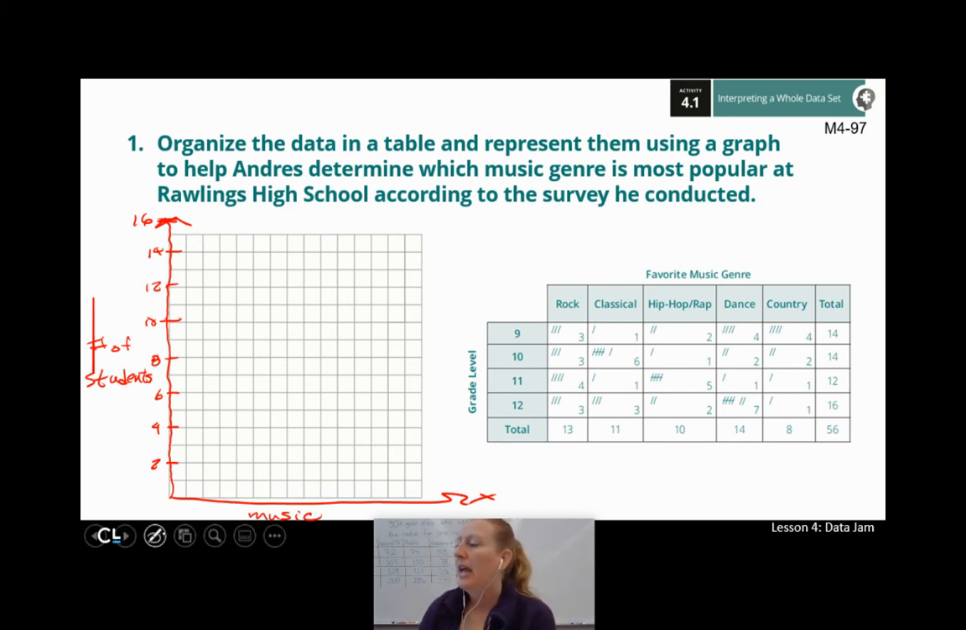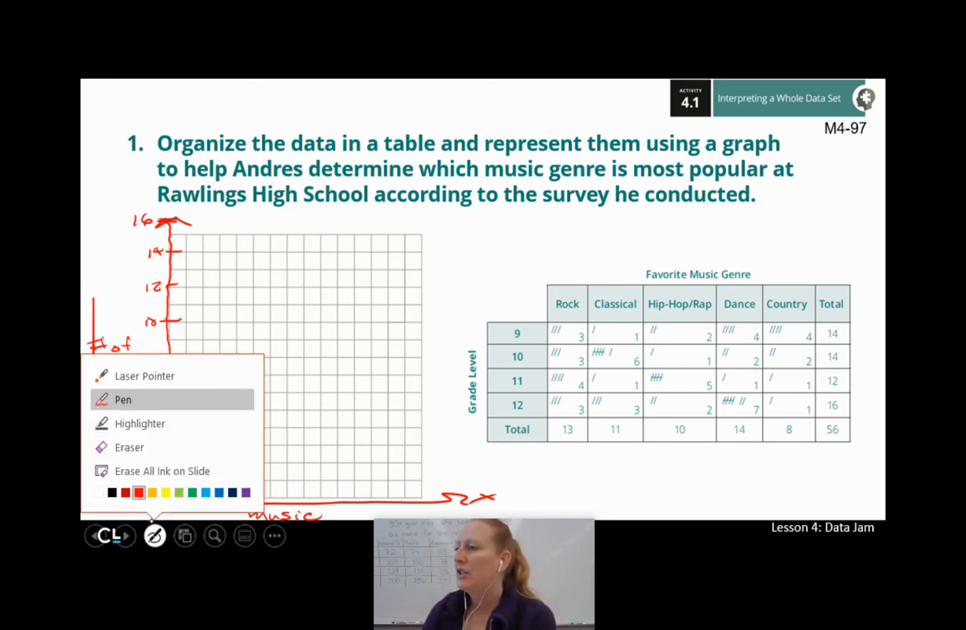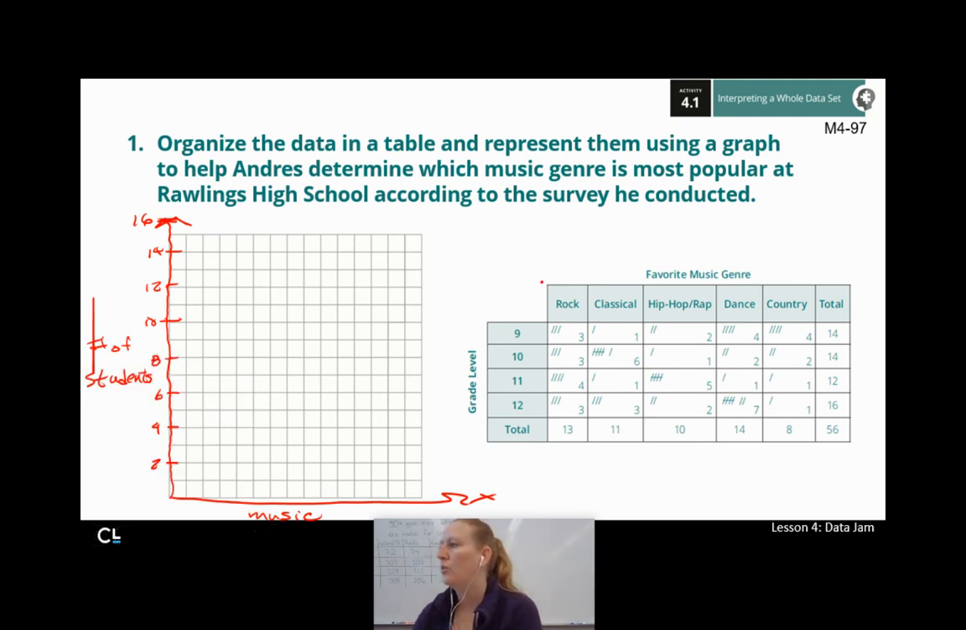Again, we do need to make a key, so I'm going to go ahead and make a key for each grade level. I'm going to say that my empty box is my 9th graders. My colored in box is my 10th graders. My vertical stripies are my 11th graders. And my horizontal stripies are my 12th graders. You can use different colors, and of course, you can also use different patterns.